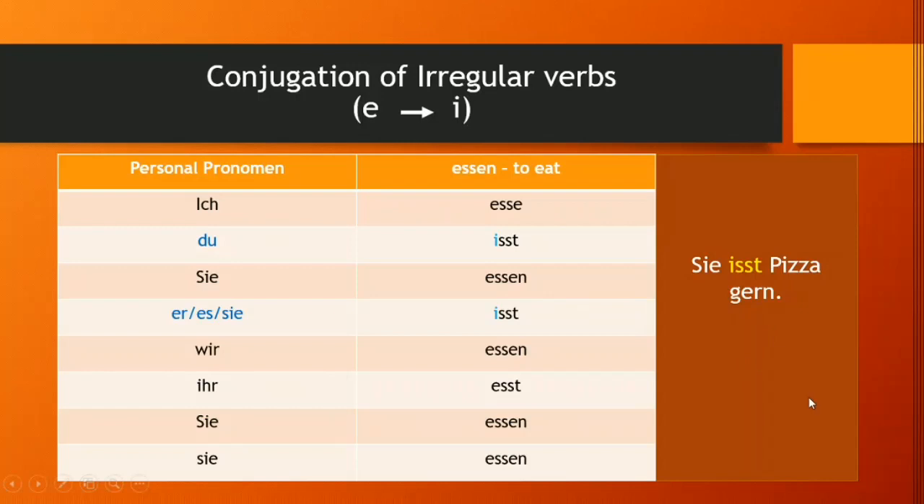So the example is: Sie isst Pizza gern. Sie isst Pizza gern, which means she likes to eat pizza. It's sie, which is why it's conjugated as isst. Sie isst Pizza gern. She likes to eat pizza.